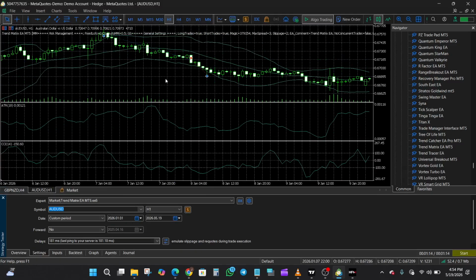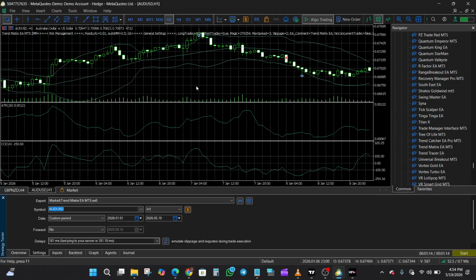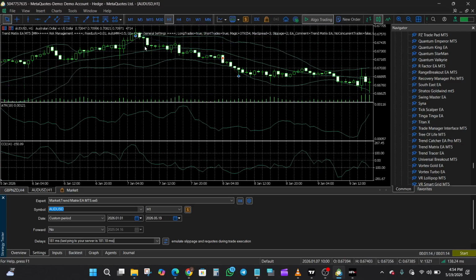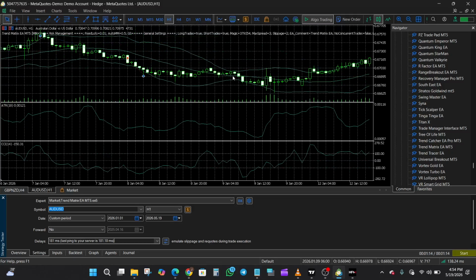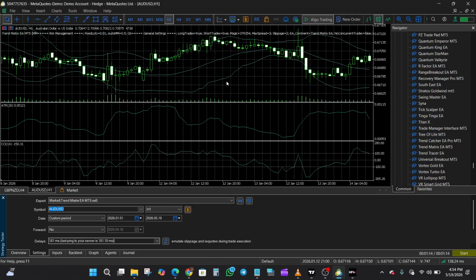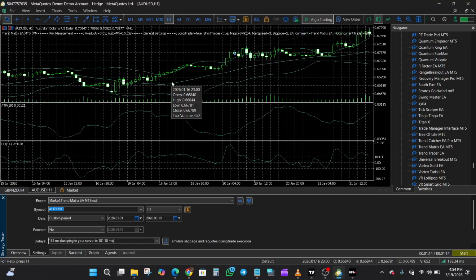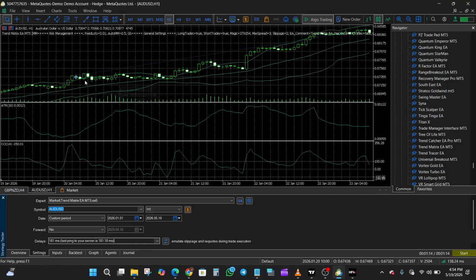So we can see that this EA is the type to capture short-term price movements. We can see here a buy trade executed here and closed. All right, we can see here again. You can see a trade seems to have been executed here and closed here. Okay, we can see that the EA is not really stacking a lot of trades.